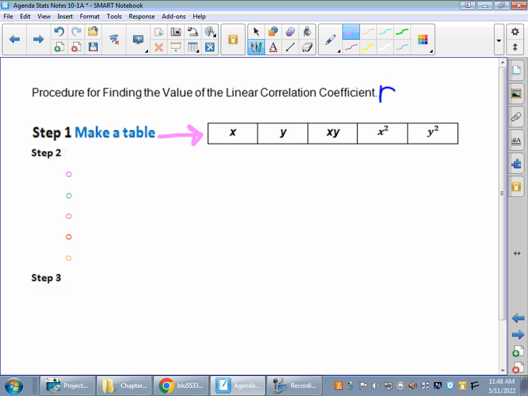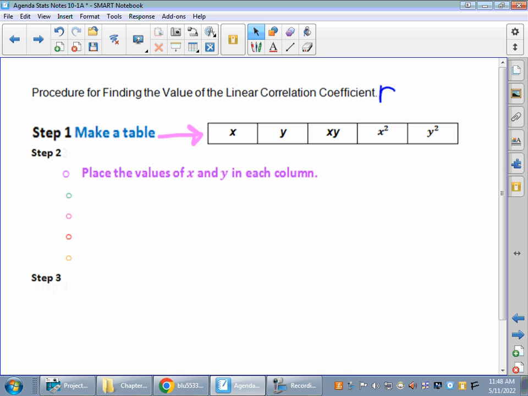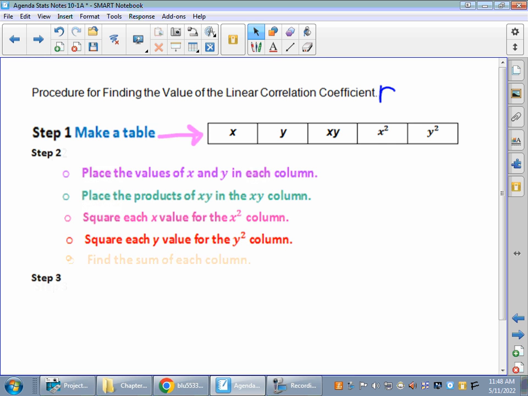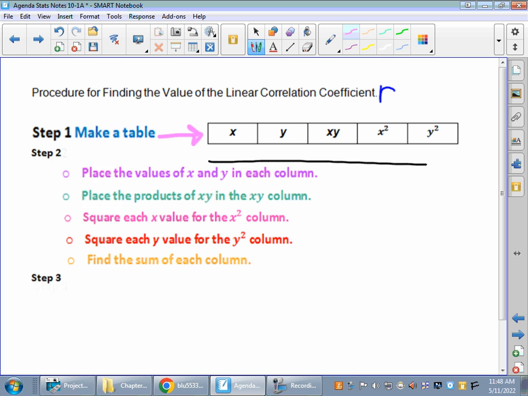At the bottom of this table, we're going to have to do some sums. So place all your values of x and y in each column. Place the product of x and y. Square each x value. Square each y value. And then at the bottom, don't forget to find the sum of each column.